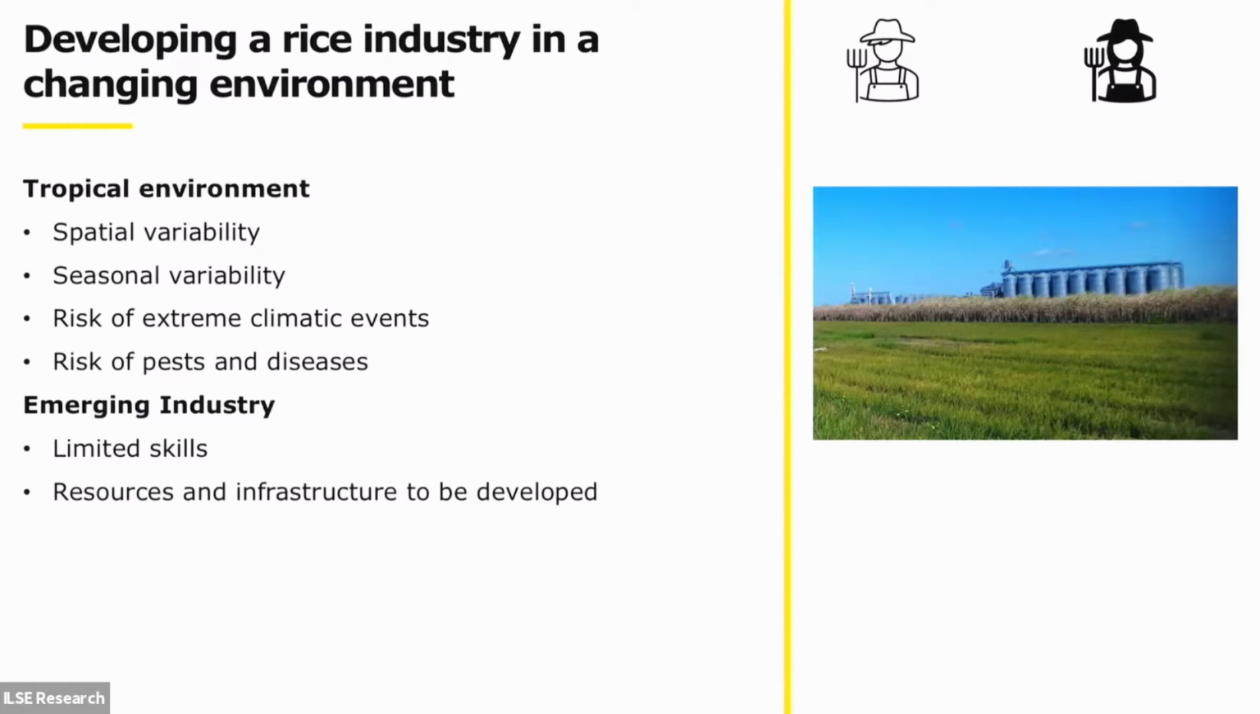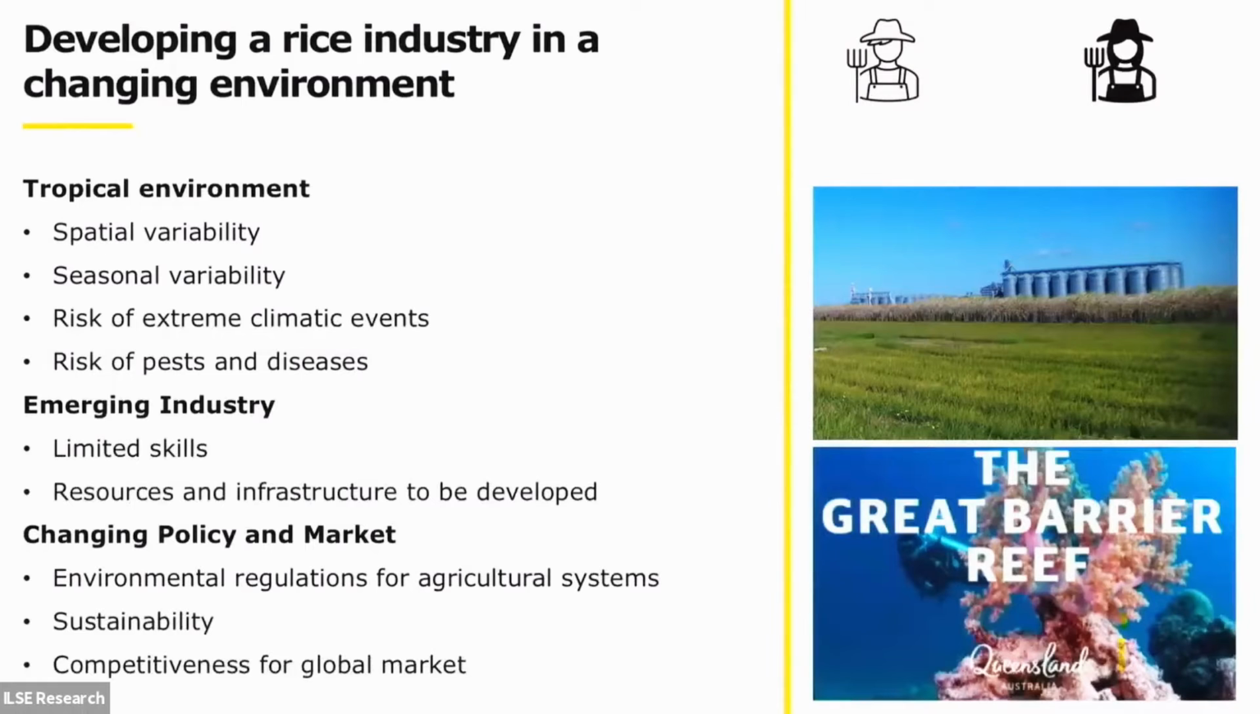At the same time, the industry also has to invest money to build infrastructure and resources that are not yet available because it's an emerging industry. So all of these constraints require strategic information to be able to plan properly. The third big challenge is that we are in a globalization, so there's a lot of change in terms of policy and market.